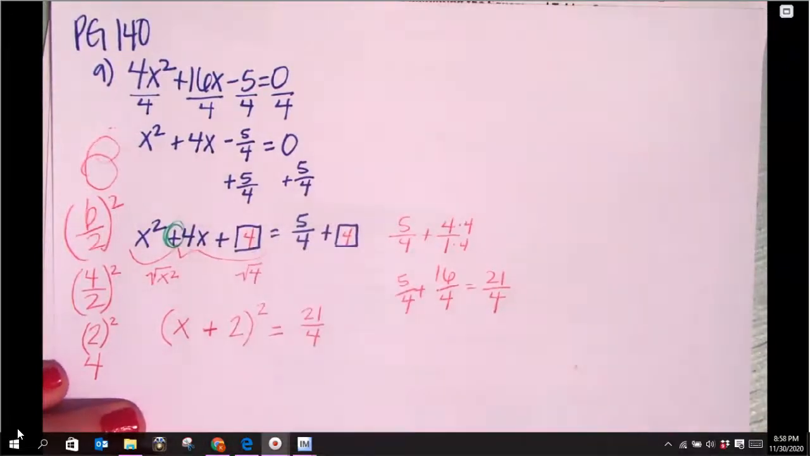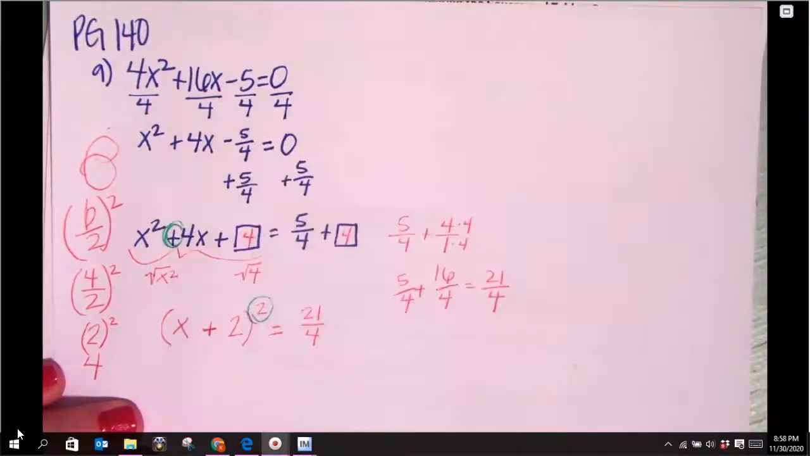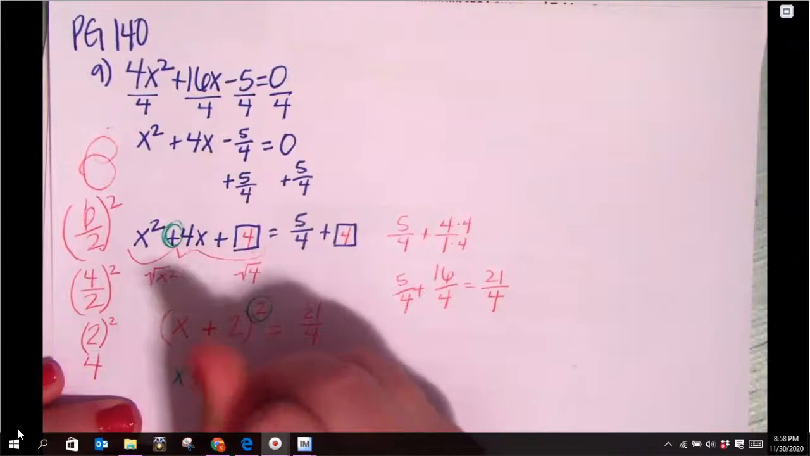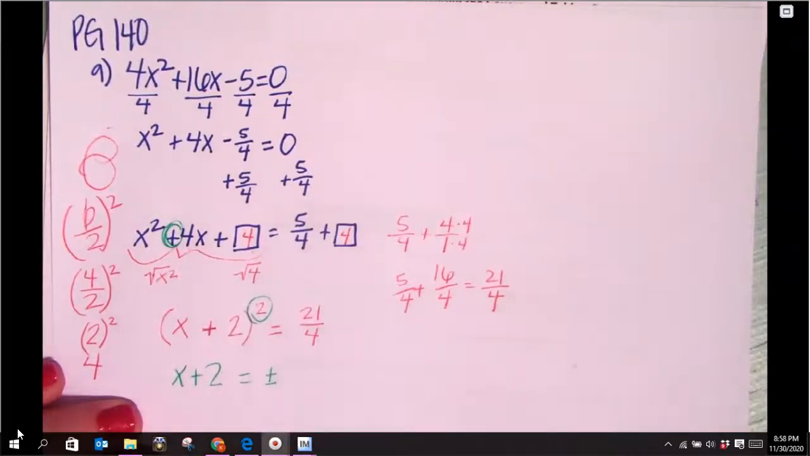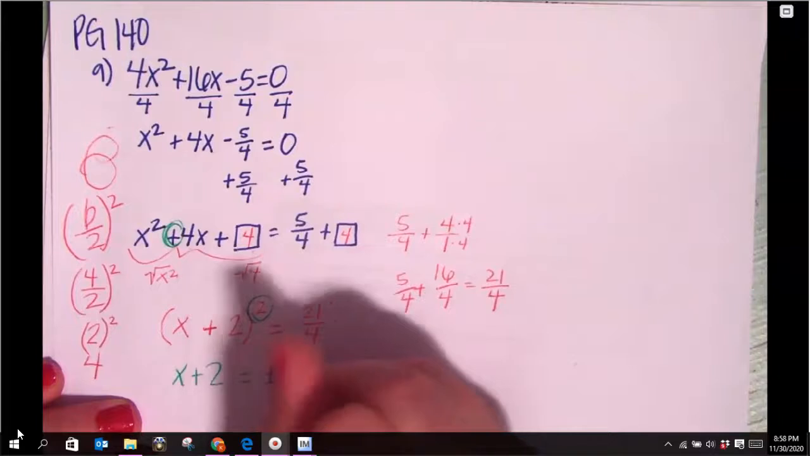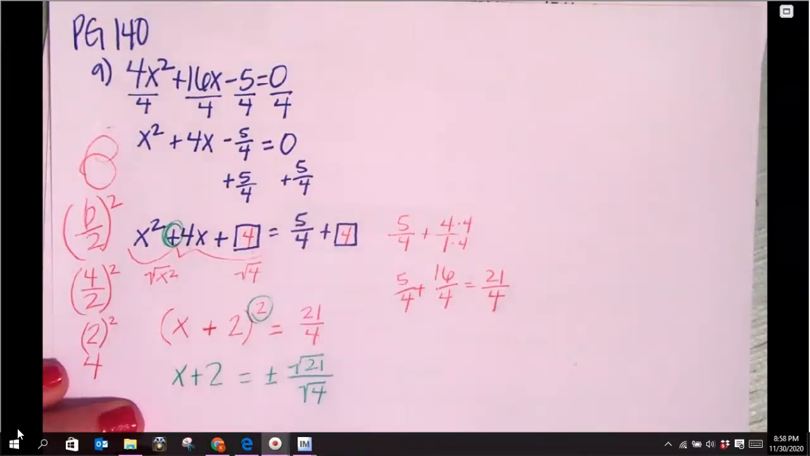So then we've got our 21/4. Now we need to get rid of that square. So I'm going to take the square root, which gives me plus or minus over there. Don't forget your plus or minus. The square root of 21 on top, the square root of 4 on the bottom.